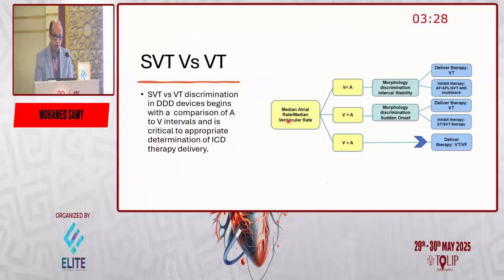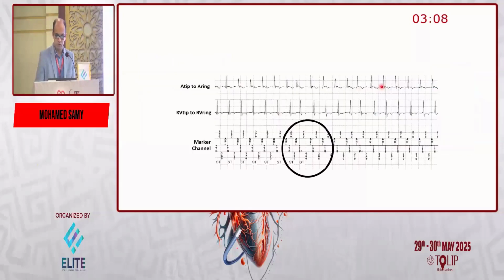According to the algorithm, if the ventricular rate is higher than the atrial rate, it will deliver the therapy according to the program. If both are equal, we will go for morphology and sudden onset. If the atrial rate is higher than the ventricular rate, we will go for morphology discrimination and interval stability, because most of the time it will be AF with rapid ventricular response. We should check which atrial length, when shortened, the ventricular cycle length shortened, and when it lengthened, the ventricular activity conducted to the ventricle.